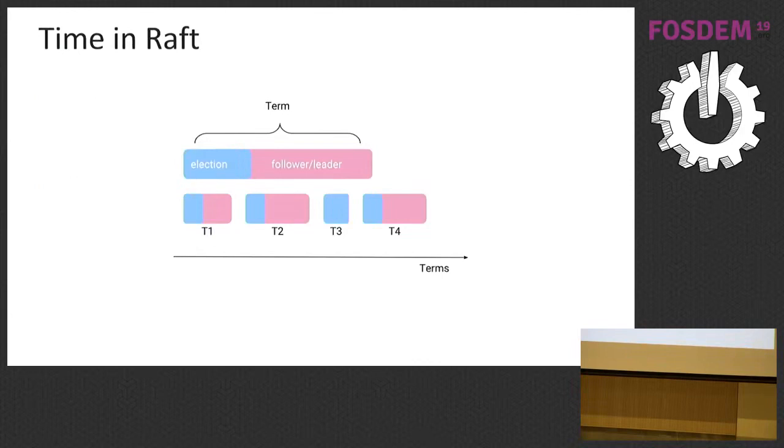So in Raft, time is divided in terms. Each term is comprised of the leader election process, and from this it can result that we're able to elect a leader, or maybe no node received the majority of votes, so the process needs to be repeated. But time in Raft is logically divided in these terms.